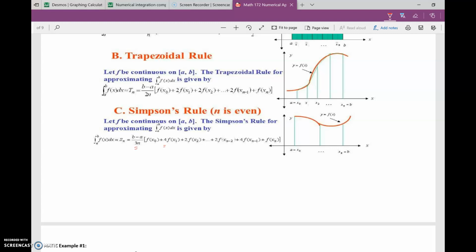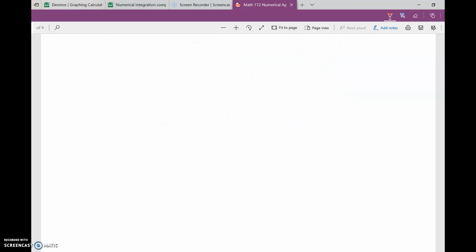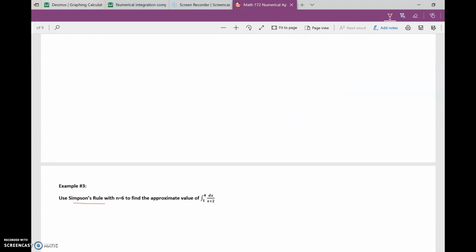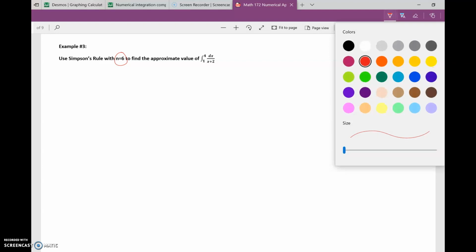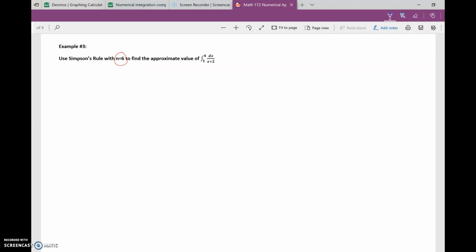Once you find the x's, it's going to have technically a 1 times f of x 0, then a 4, then technically a 2, and then it repeats in that format until you make it to the last one, which ends up on f of x n. Okay, and just for this one, they want us to do n is equal to 6. The most that I will ask on an exam is basically n is equal to 4. Like I said, it becomes a little bit messy.